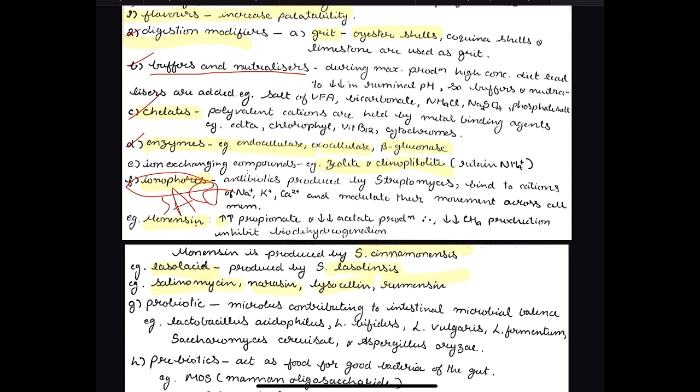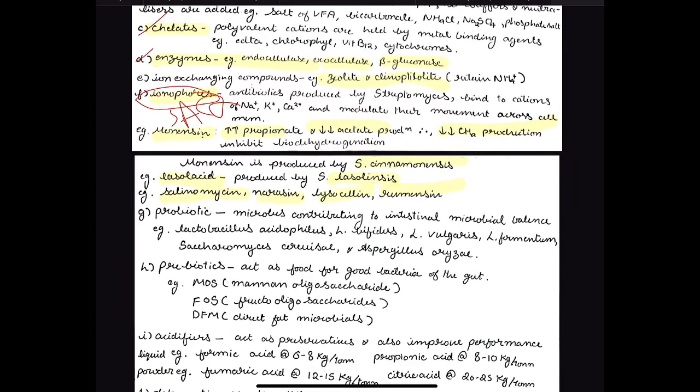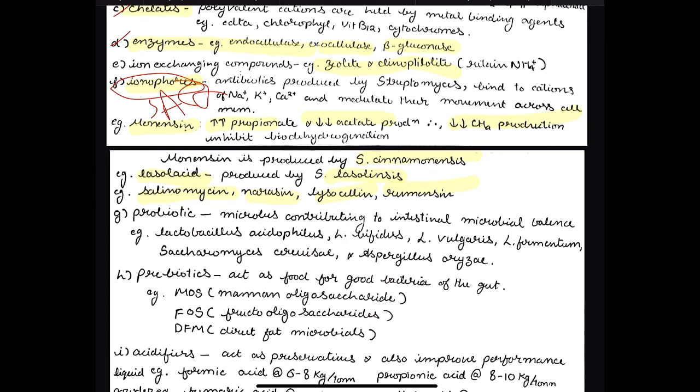Okay, and it will increase the propionate production and decrease the acetate production. And what will be the result of this? It will decrease the methane production. Okay, so ionophores are very much important. They are often used in animal feed. Okay, and they're different from antibiotic growth promoter. Okay, there are some issues related to the use of antibiotic in animal feed, but they can be used. Okay, you have to remember for the exams.